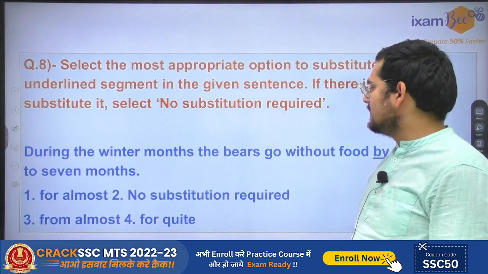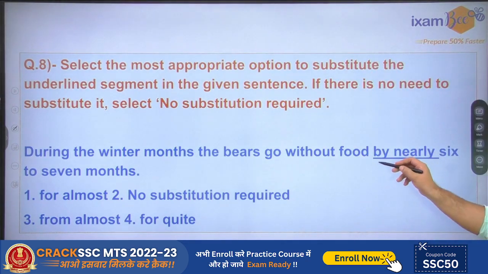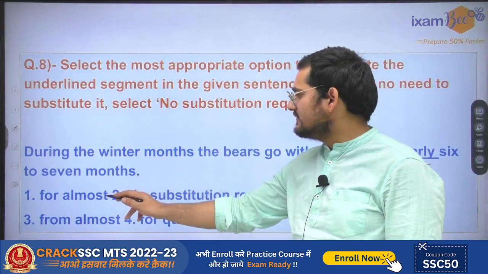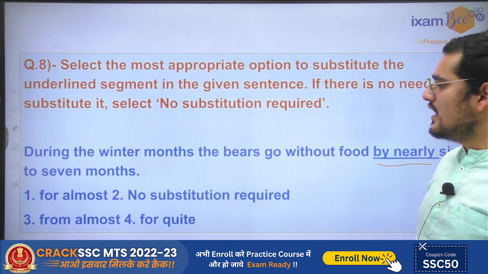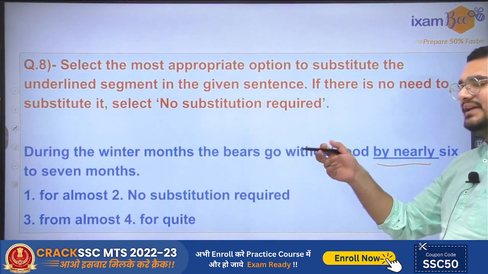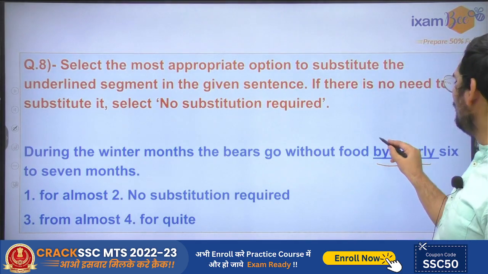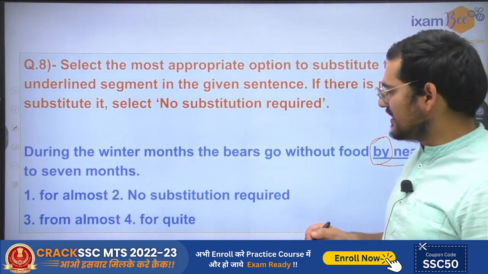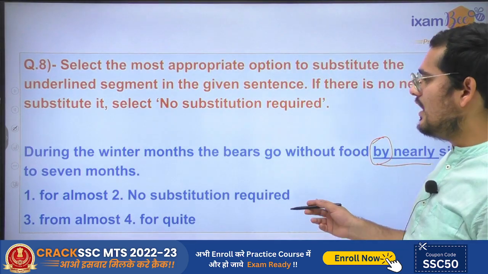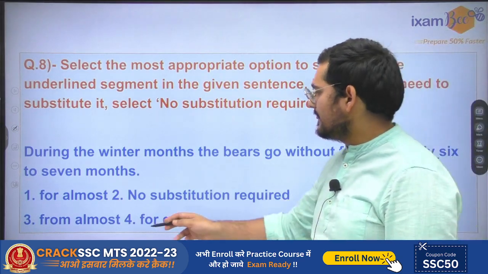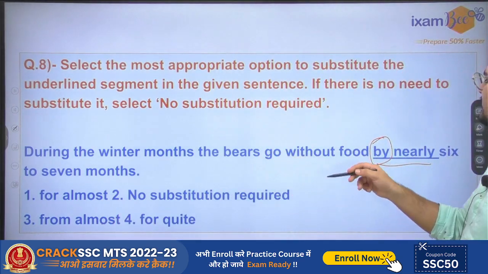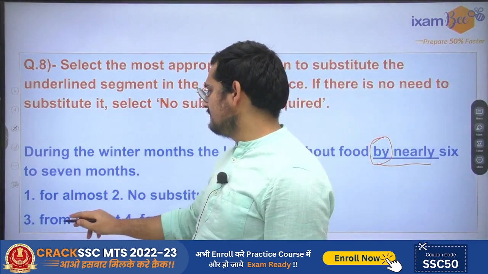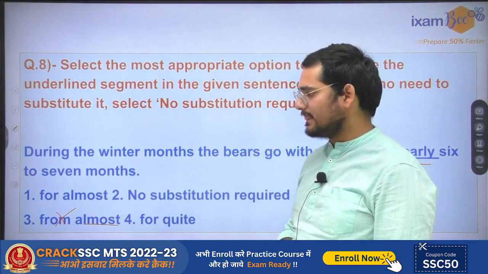During the winter months, the bears go without food by nearly 6 to 7 months. Let's read the options. For almost, no substitution required. From almost, for quite. If I read this sentence, I get to know that there's no use of adding the preposition by, right? So if I check the options and try to fit one by one. From almost, if I say go without food from almost 6 to 7 months. So no, almost can come, but from this preposition cannot come, right?